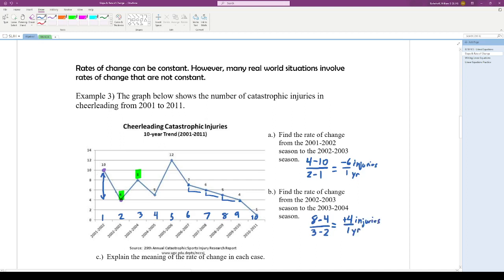So very much not a constant rate, right? We went down here, -6 per year, and then +4 per year. So that tells us that neither of those is useful for predicting future values, because the rate changes from year to year. Whereas a constant rate of change over a long enough time would allow us to kind of predict that the future will keep following the same trend.